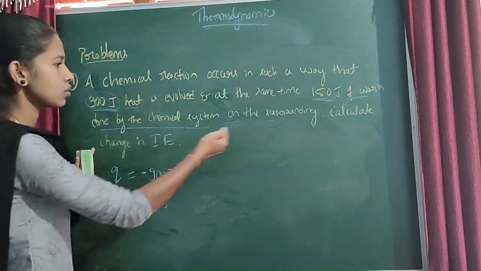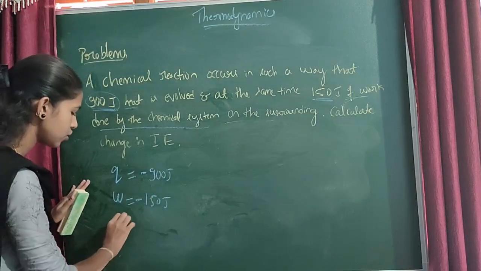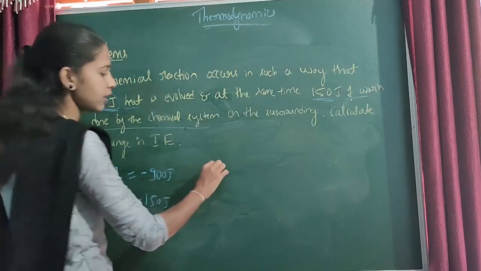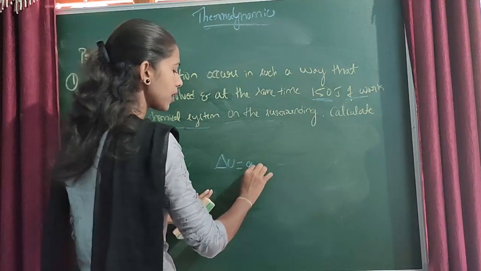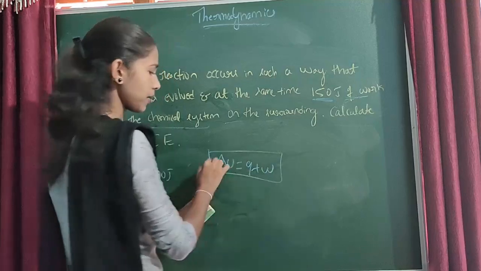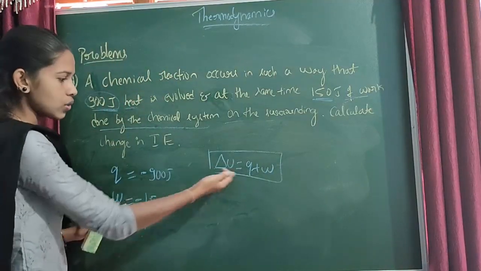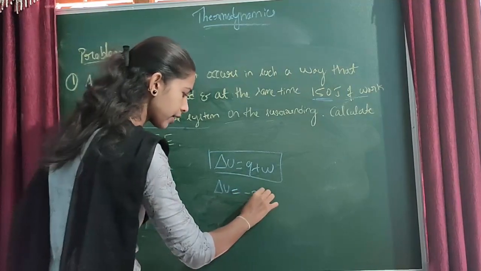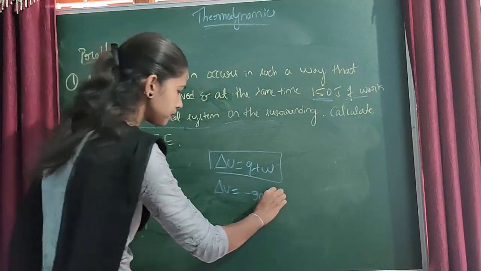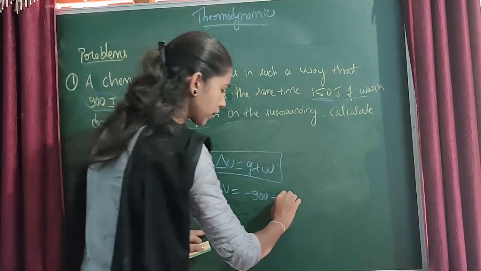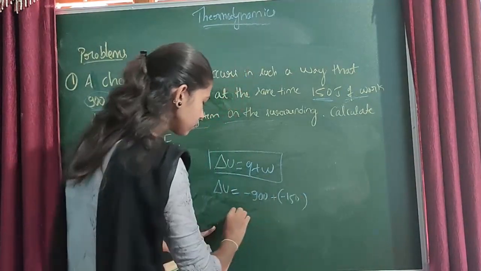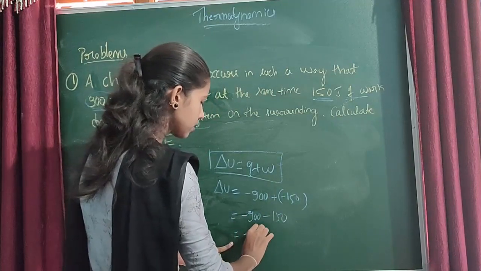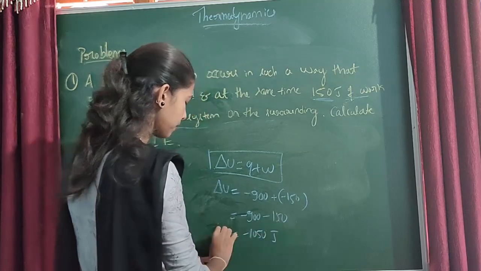And what do they ask us to calculate? Change in internal energy, delta U. Simple. We know that delta U is equal to Q plus W from the first law of thermodynamics. So substitute the values in this equation. Delta U is equal to minus 900 plus W value minus 150, that is minus 900 minus 150, minus 1050 joule. Delta U.